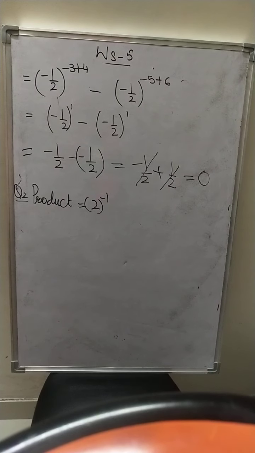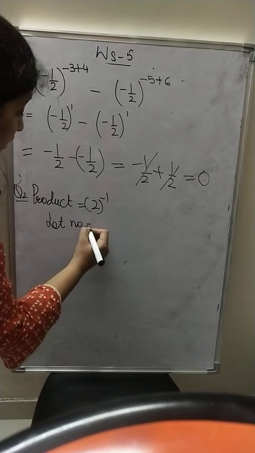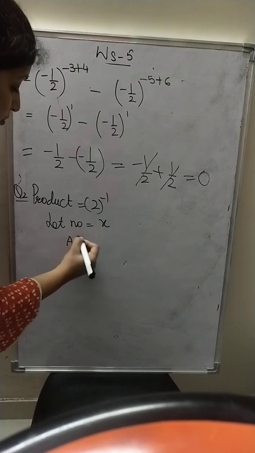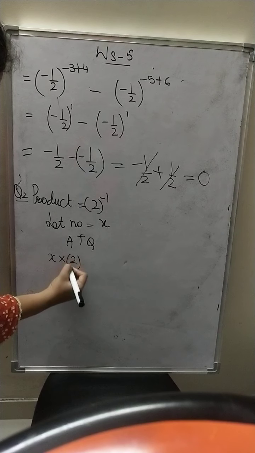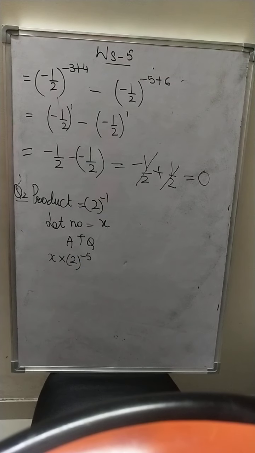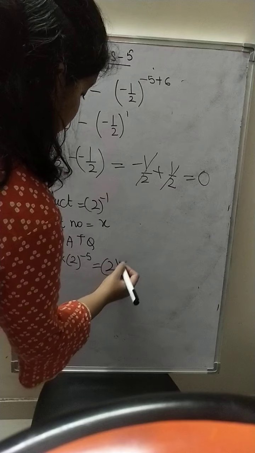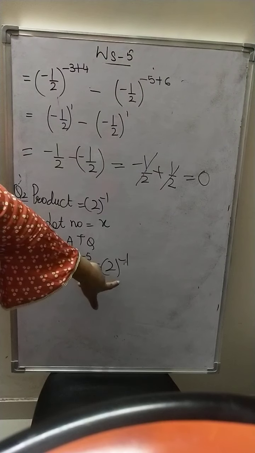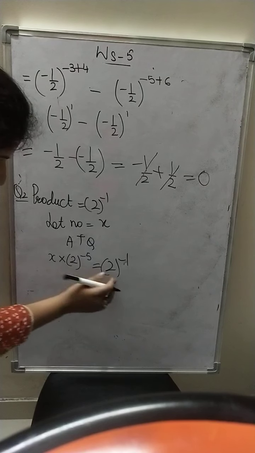So I will say let the number be equal to x. By what number should we multiply? So we will multiply by x. So according to the question, x multiplied by 2 raised to the power minus 5 is equal to 2 raised to the power minus 1. Now students, when you transpose, this multiply will go on that side and become divide.